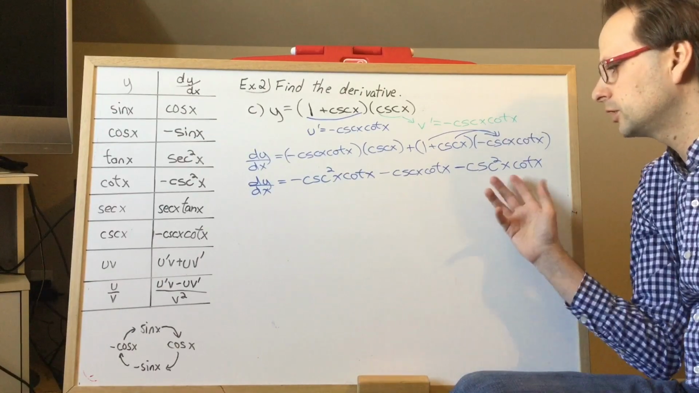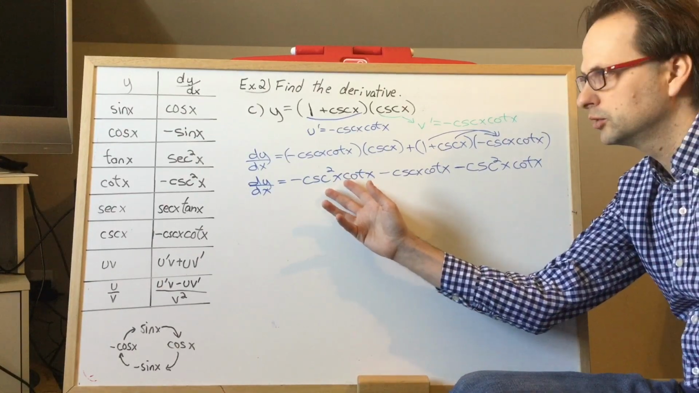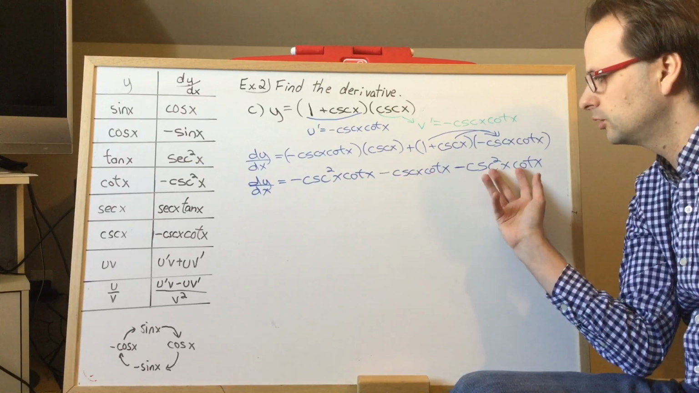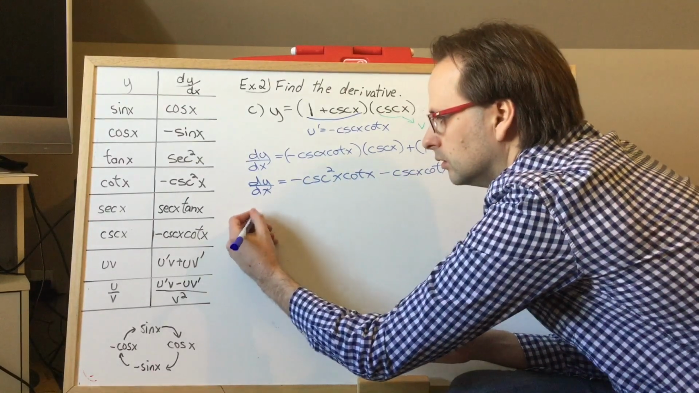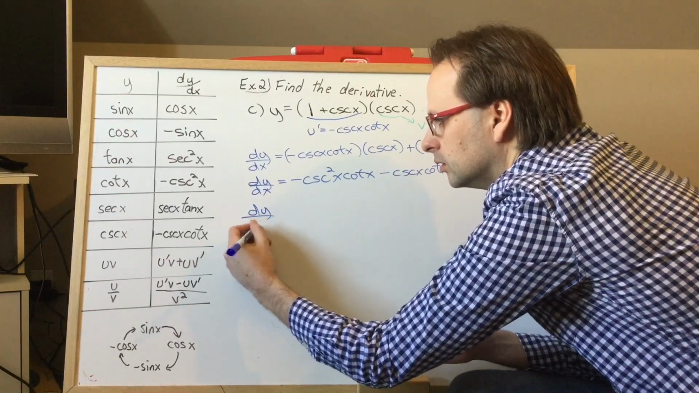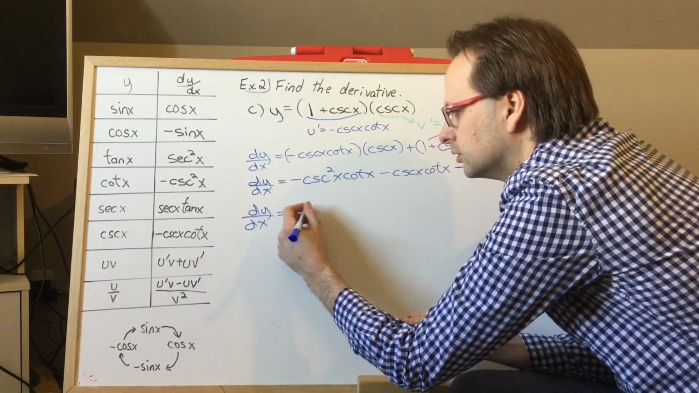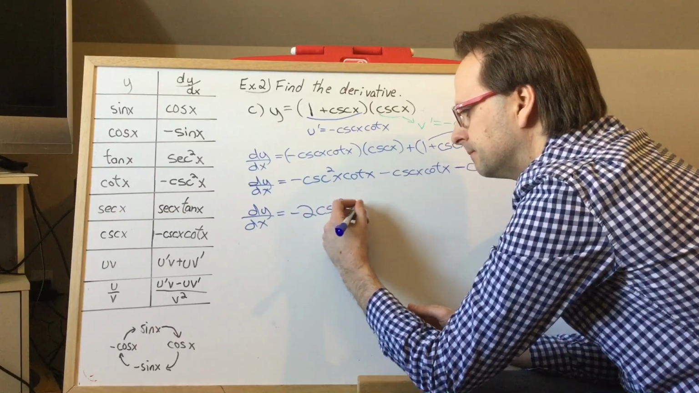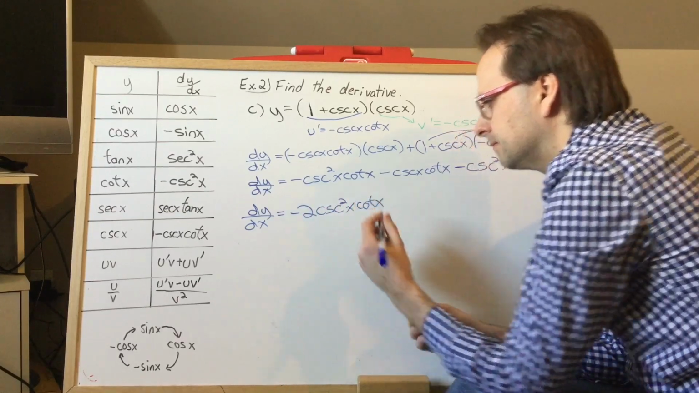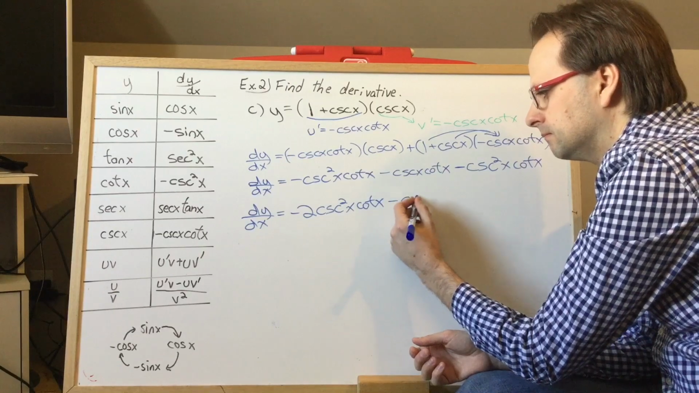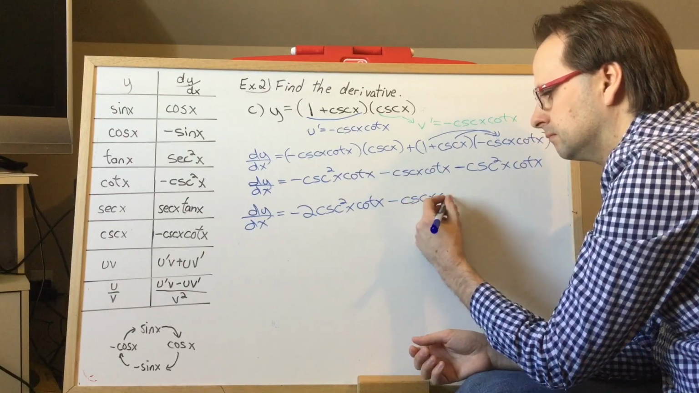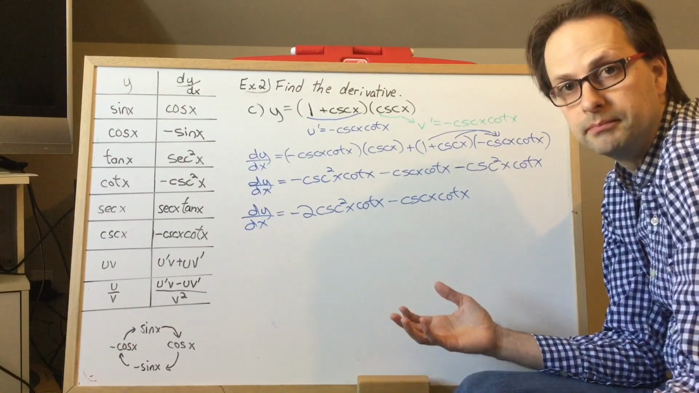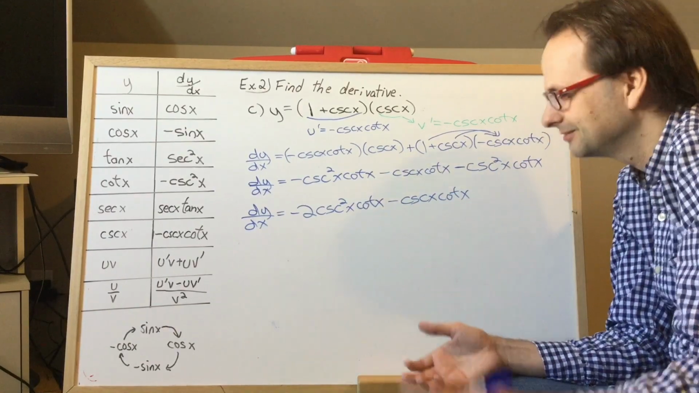Now take a look at what we've got right now. We have like terms. There's a negative cosecant squared x cotangent x here. There's another one here. Put them together, you've got 2 of them. And we're done. Or potentially we're done.